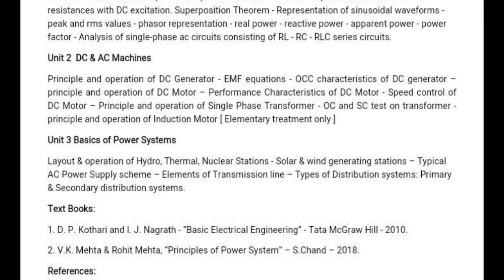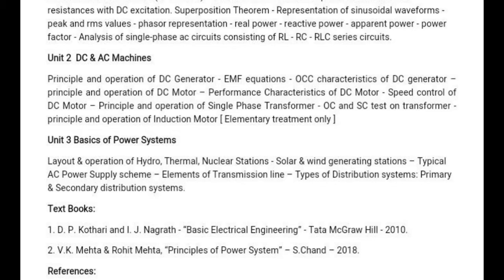Open circuit means when the circuit is in open condition, the no load losses will be calculated by the OC test. The SC test is used to find copper losses. From these two tests, the efficiency of the transformer will be calculated. If you present the same experiment that you prepared in the laboratory in the examination, then you will pass easily.